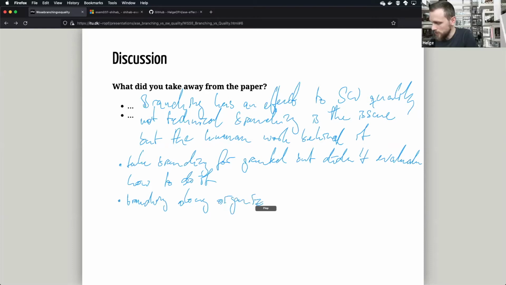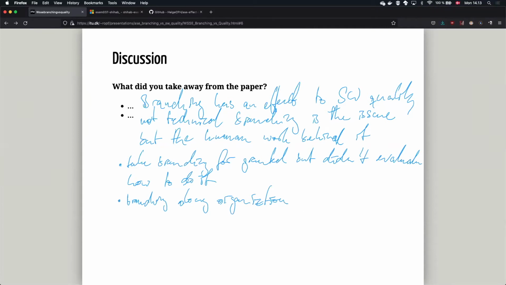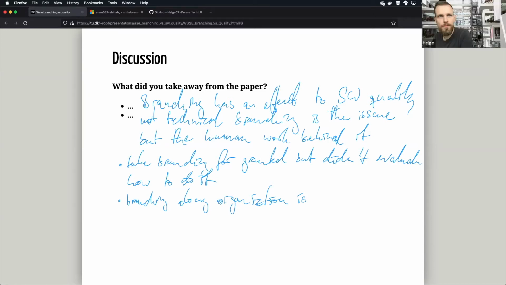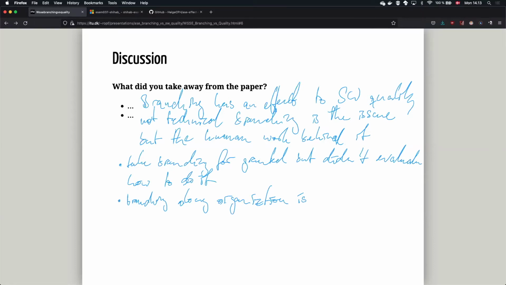Okay, as a branching along organization, and that is important, just to understand you right, is branching along the organization better or worse for quality? If I remember correctly, the result was that a mismatch in organizational structuring has a bigger impact on the quality than a mismatch in software architecture organization.